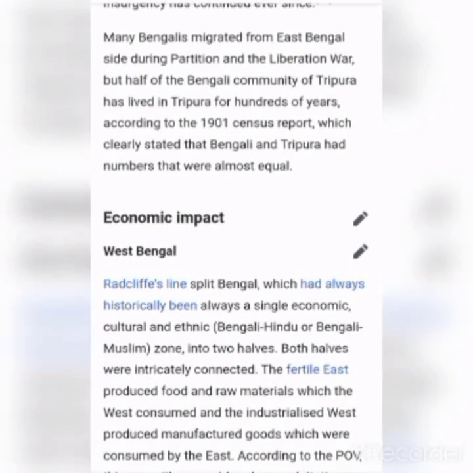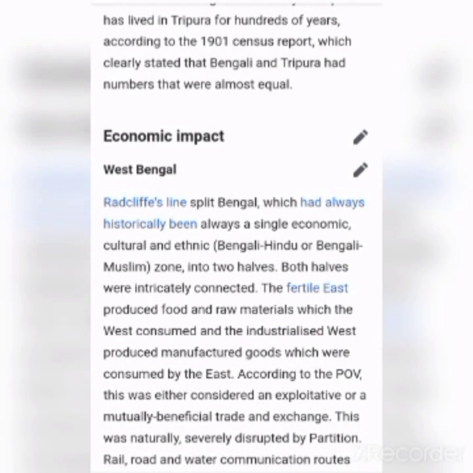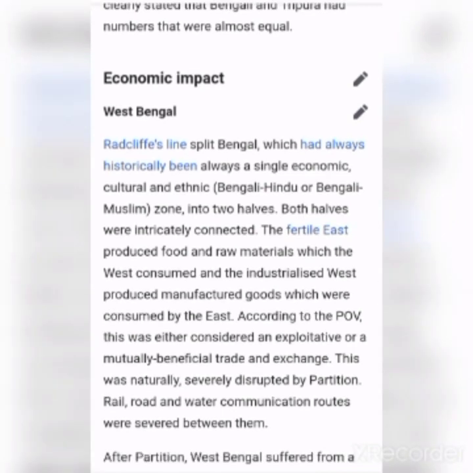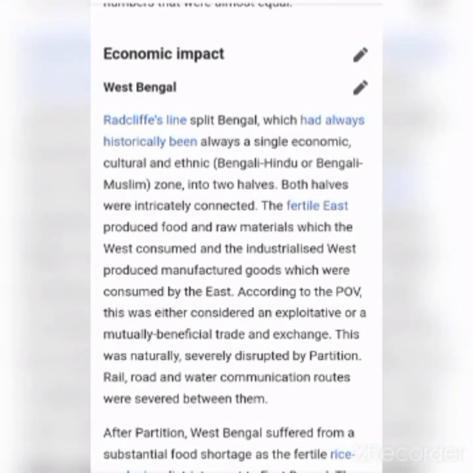Economic impact. West Bengal. Partition split Bengal, which had always historically been a single economic, cultural and ethnic zone, into two halves: a Bengali Hindu zone and a Bengali Muslim zone. Both halves were intricately connected. The agrarian East produced food and raw materials which the West consumed, and the industrial West produced manufactured goods which were consumed by the East.